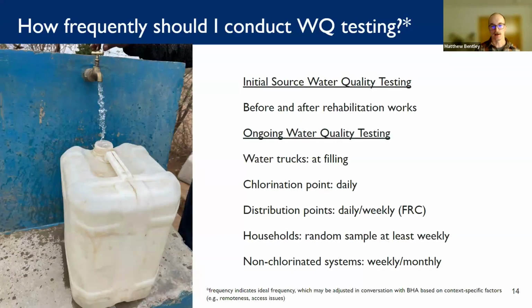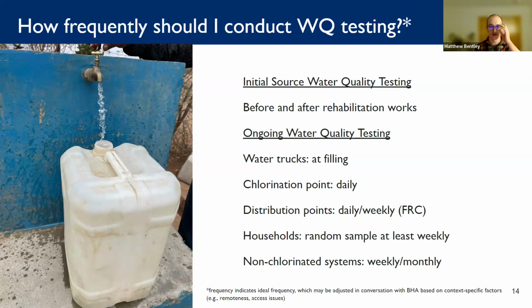So how frequently should you conduct water quality testing? This depends both on whether it's an initial source water quality testing or if it's ongoing, and what critical control point you're measuring at. So for the initial source water quality testing, we expect a water quality test before and after whatever rehabilitation works are conducted or construction. For ongoing water quality testing, this depends on the intervention and the critical control point.